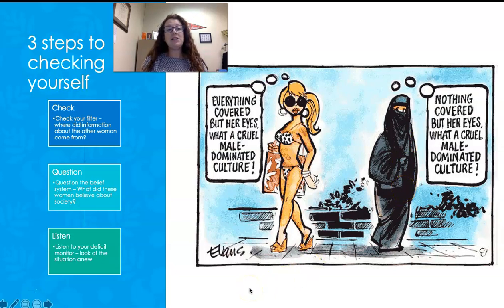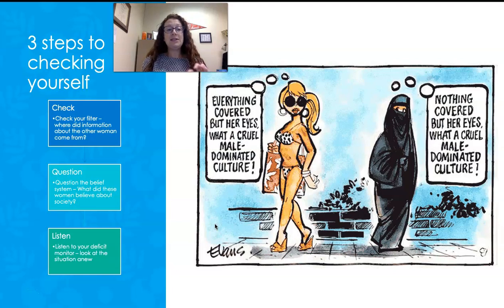And then we need to question the belief system. What did these women believe about society? So what do they believe about society and patriarchy and fashion, right? Like where are they getting their beliefs from? And we need to think about that from ourselves too. Where did we get our beliefs from? Hence why we had to identify our cultures.